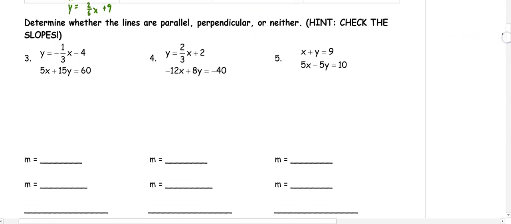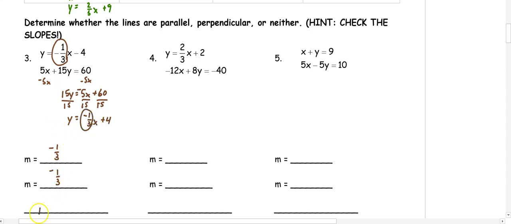So make sure that we're finding the slope. So in the first equation, they already gave us our slope as negative 1/3. In the second equation, I need to solve for y first before I can get my slope. So I'm going to subtract 5x from both sides. 15y equals 5x plus 60. I'm going to divide everything by 15. Y equals negative 1/3 x plus 4. So my slope is also negative 1/3. Because these lines have the same slope, that means that they are going to be parallel lines.